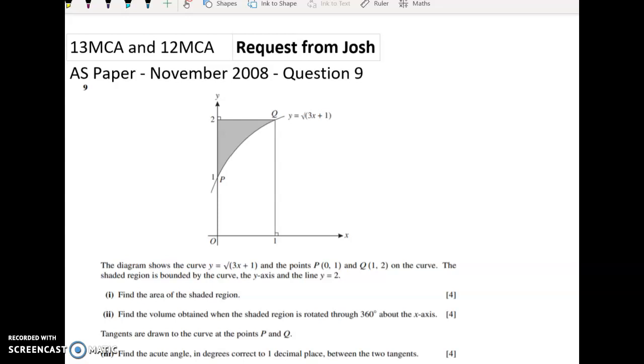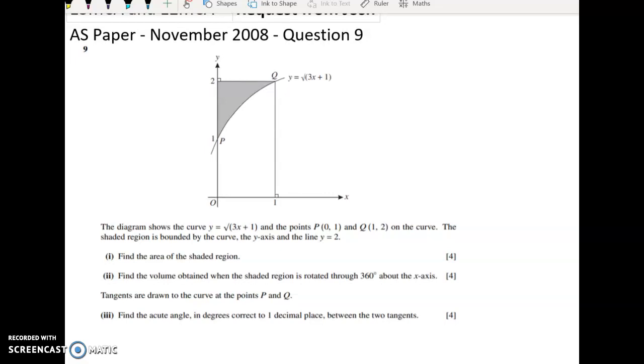This is a request from Josh for a question from the November 2008 AS paper. Now, it's a really great question and it's got 3 parts to it. And I've just wasted 15 minutes making a video that didn't quite fit all 3 questions in. So I'm going to start again. And in this video, I'm just going to do the first 2 parts.